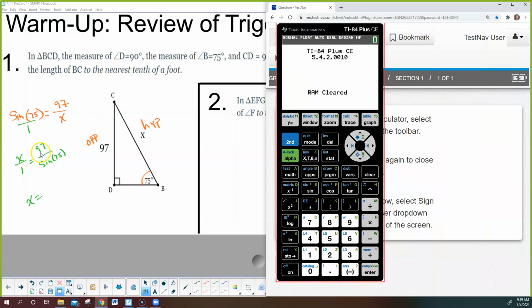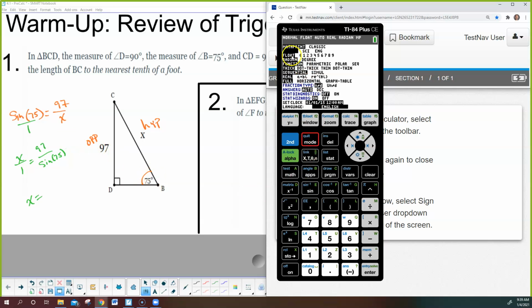First thing I need to do is I need to make sure that my calculator is in degrees mode. How do I know that I should be in degrees mode? Well, notice we're doing the sine of 75 degrees. That little degree symbol indicates which mode I need to be in. So hopefully you're comfortable changing the mode. Hit mode, go over to degrees and hit enter. And then I'm just going to do 97 divided by the sine of 75. And I get 100 point, now this says round to the nearest tenth of a foot, so the 2 would leave the 4, so I'd be 100.4 feet.